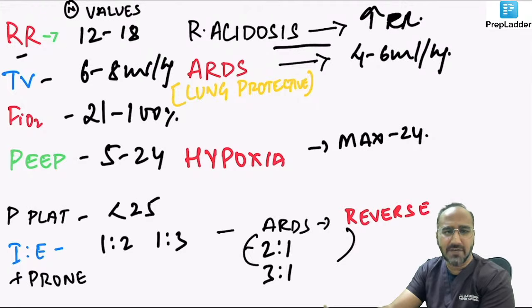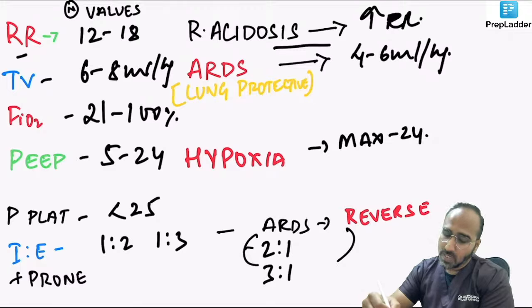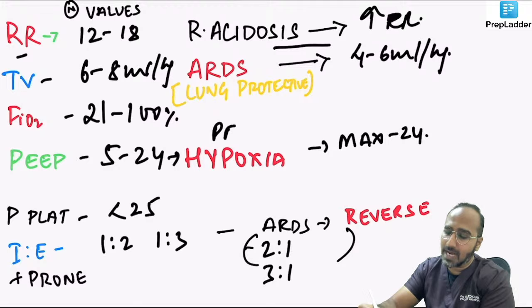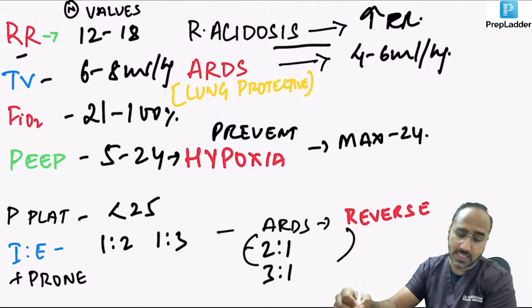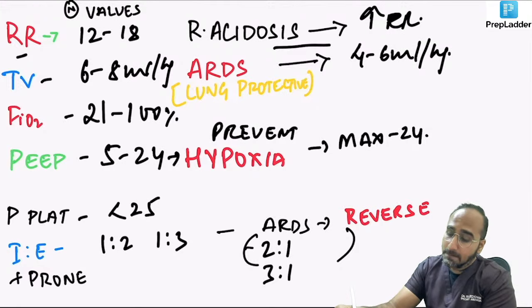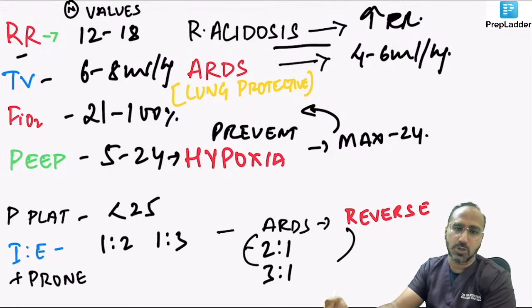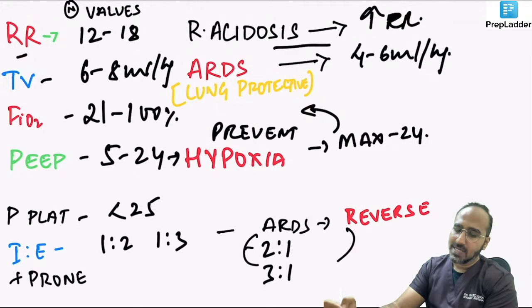FiO2 depends on the patient, 21 to 100%. Okay. Next, PEEP. PEEP 5 to 24 you are giving, and it basically helps in preventing hypoxia. Whenever the patient is having hypoxia, you add PEEP to the patient. Now guys, remember, how much PEEP you are giving depends upon how much FiO2 you are adjusting. Okay, that's regarding the normal values.